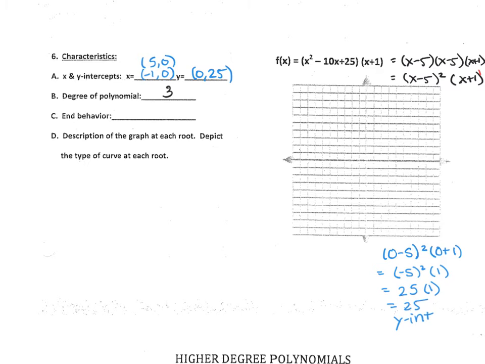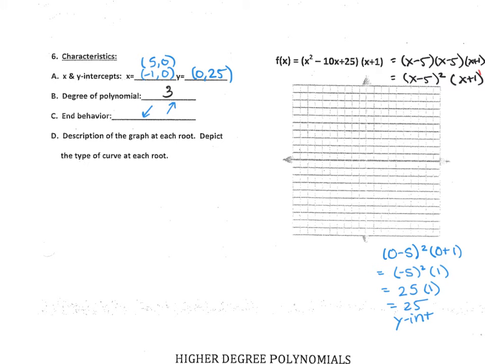And for our end behavior, we have an odd degree. So our ends are going to be facing in opposite directions. And I don't see a number out here, so I'm going to assume that's a positive 1. So a positive leading coefficient and an odd degree, it's going to look something like a cubic function. So we can see that our ends look like this, where the left end is facing down and the right end is facing up.